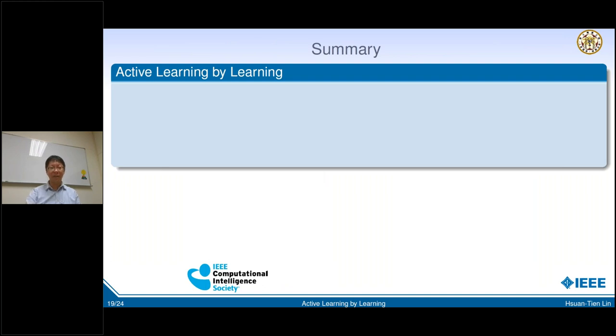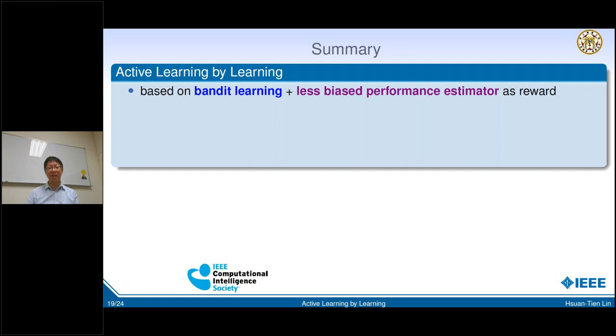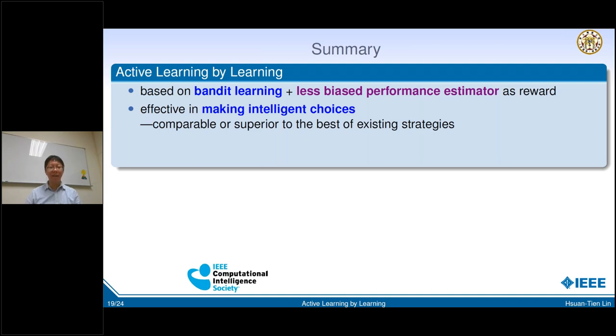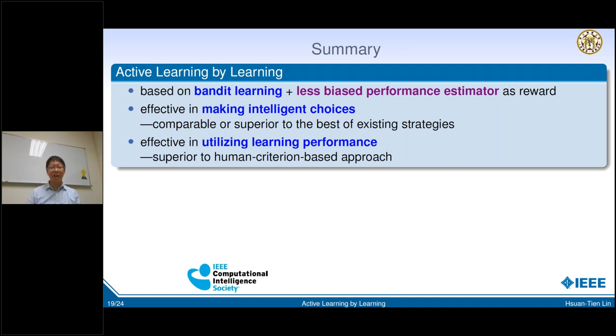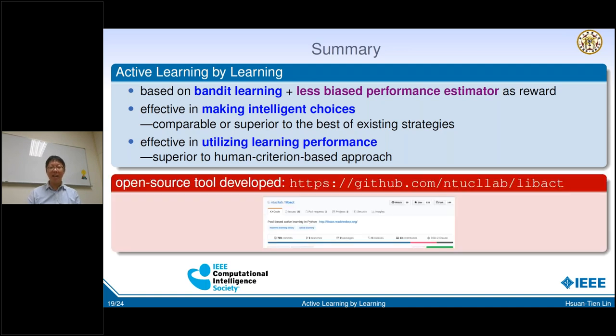In summary, the active learning by learning algorithm is based on bandit learning plus a less biased performance estimator as the reward function. It's very effective in making intelligent choices. It's comparable to or superior to the best of existing strategies, both single ones, comp, and so on. And it's effective in utilizing the learning performance. It's superior to a human criterion-based approach like comp. And we have an open source tool developed based on this algorithm. In this package called libact, we implemented several famous active learning strategies as well as our active learning by learning algorithm to help people develop active learning projects more effectively.